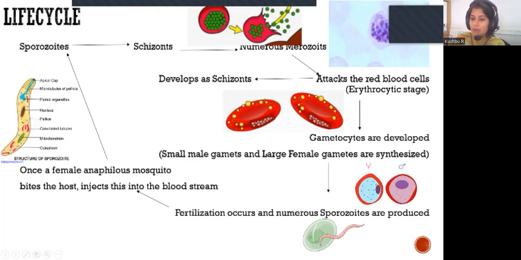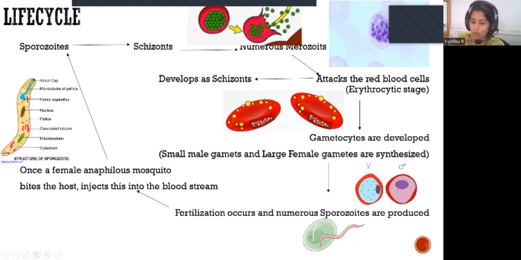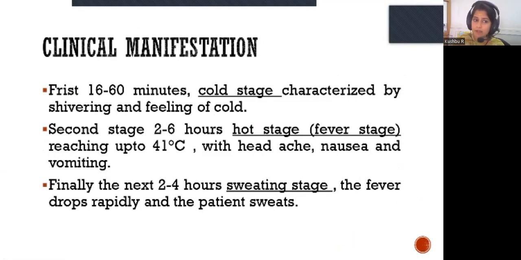Now, these gametes that are readily available inside the human host are taken away when the mosquito bites. Fertilization happens inside the mosquito, and then the mosquito produces a sexually produced end product called sporozoites, which now pass on to the salivary gland, and the cycle continues. So this is specially done by the female Anopheles mosquito, which has the capability to support this life cycle.